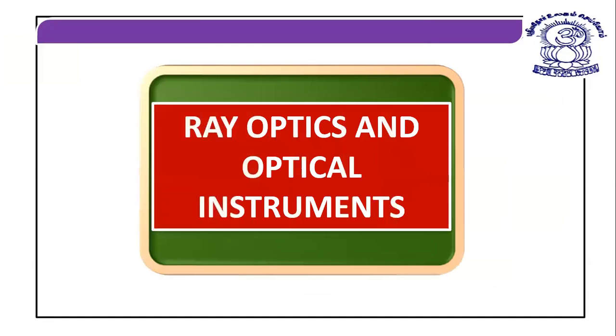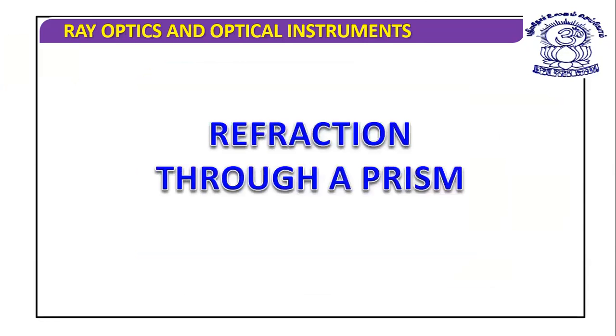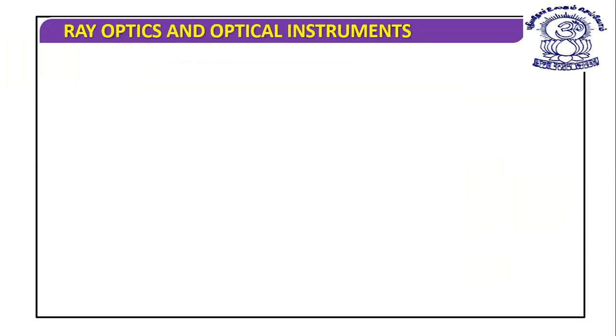In previous lectures, we have seen light, properties of light, reflection, refraction, total internal reflection, then refraction by spherical surfaces, reflection by spherical mirrors, mirror formula, lens formula, etc. Now, in this lecture, we are going to study about the refraction through a glass prism. So let us begin.